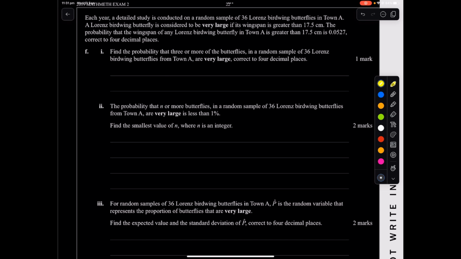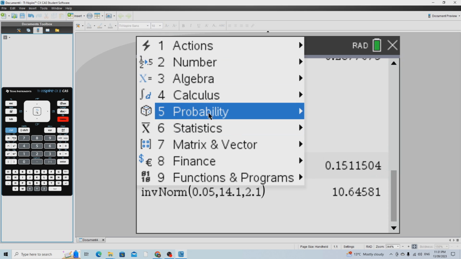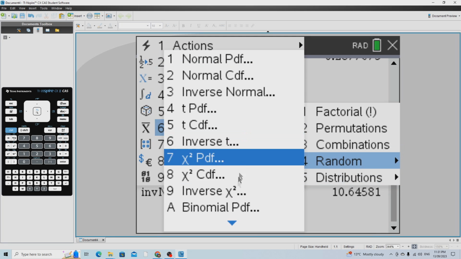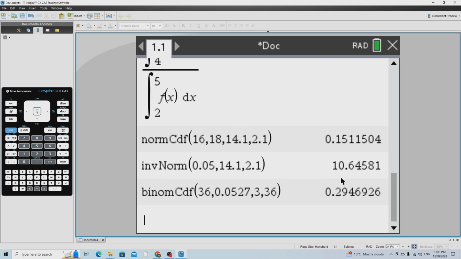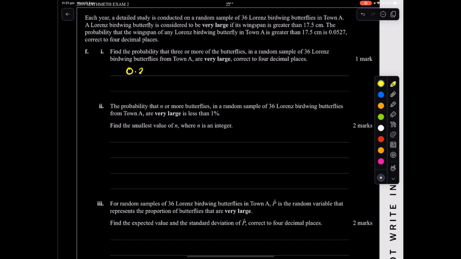Okay, so this is a binomial distribution now. So just go on menu, probability, distribution, go on binomial CDF, and the number of trials is 36. Your probability of success is 0.0527. Your lower bound is 3, because it says 3 or more, so 3 to 36. Enter, and it gives you, to 4 decimal places, 0.2947.